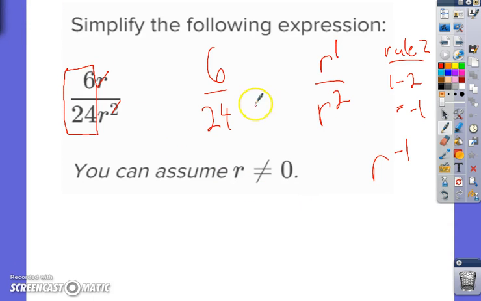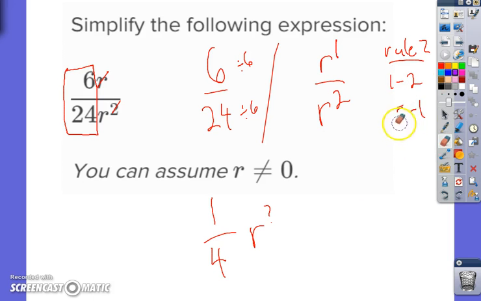Okay, and then the other half of the problem is the 6 over 24. Now, because I'm a math teacher, I know that the common factor of these 2 is 6. So in order to simplify it, I would divide the numerator and the denominator by 6. And I would get 6 over 6 is 1, and 24 over 6 is 4. And then the exponent on the r, by rule number 2, would be 1 minus 2 is -1.